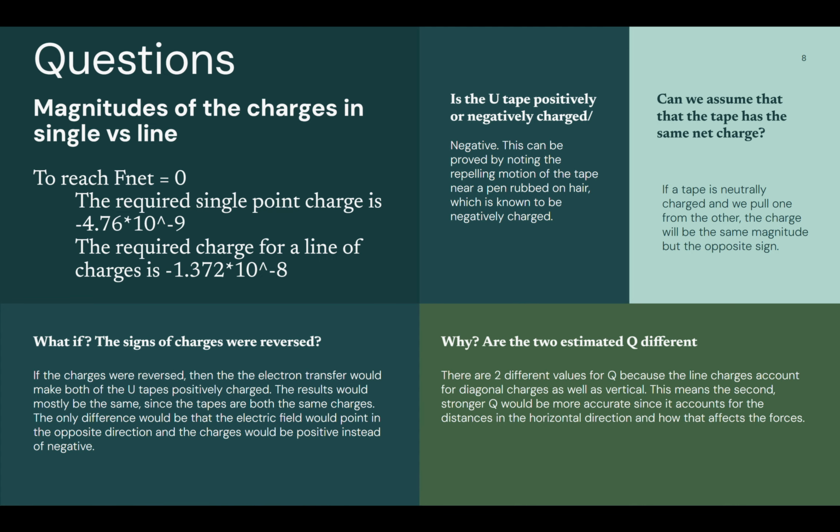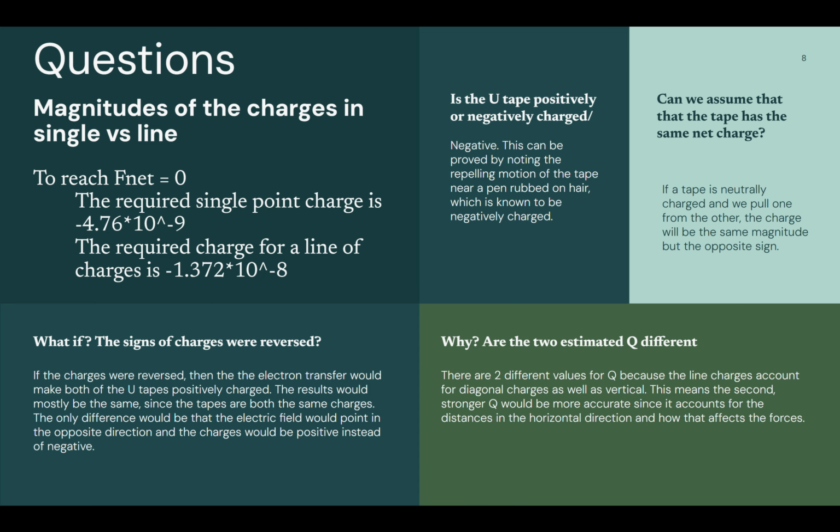Questions. Magnitudes of charges in single versus line. To reach F net equals 0 with our code, we see that the required single point charge is negative 4.76 times 10 to the negative 9. But the required charge for a line of charges is negative 1.372 times 10 to the negative 8.